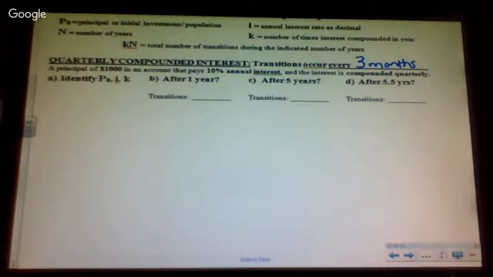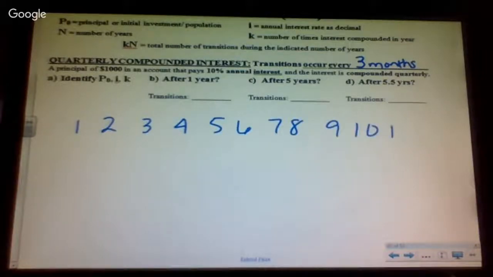You have 12 months, right? 1, 2, 3, 4, 5, 6, 7, 8, 9, 10, 11, 12. I want this to happen 4 times a year. So that's grouping it into 3s. So it's happening every 3 months. You're still going to use a 4 to represent quarterly, but it's happening every 3 months. Does that make sense? Every 3 months, 4 times a year.